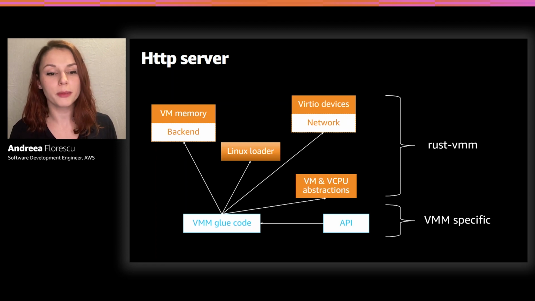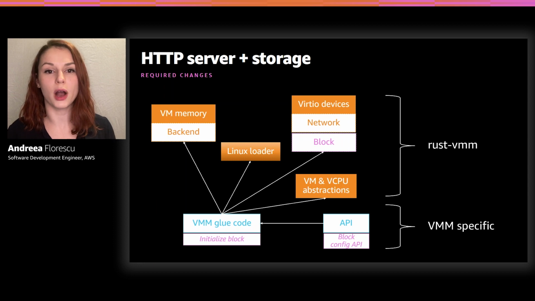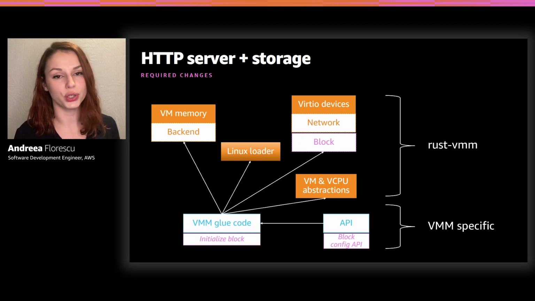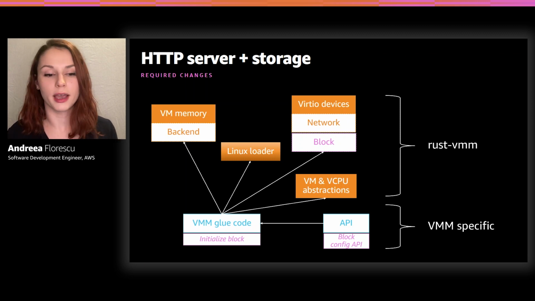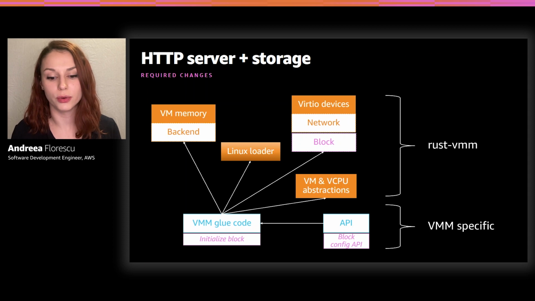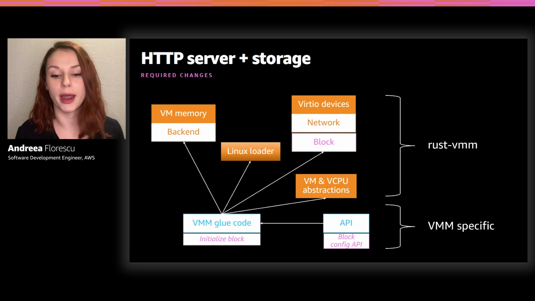But the truly interesting part is that when we wanted to make our VMM more complex, so basically also adding storage, we just had to do very few changes. Instead of only consuming the network device, we also consume the block device. And then nothing else changed at all. In the VMM specific code, we just had to write a bit of code in order to also initialize the block device, and then again a bit of code in the API in order to configure the block device, the storage, via the command line parameters.